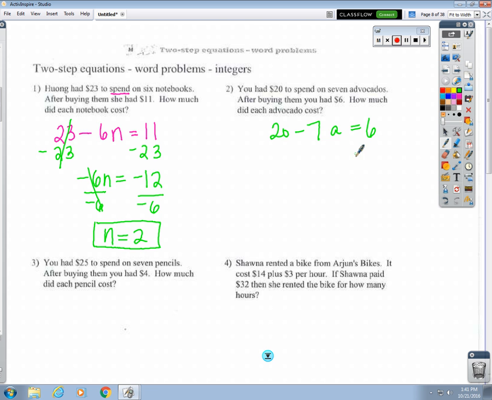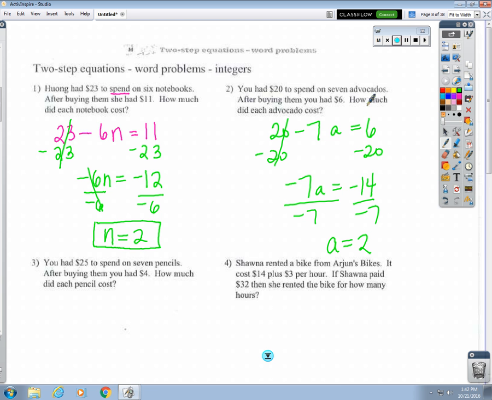Okay, then what would you do? Subtract 20 on both sides. Then divide by -7 and you get 2. Right, so what does that 2 represent? How much per avocado. Yeah, $2 per avocado.